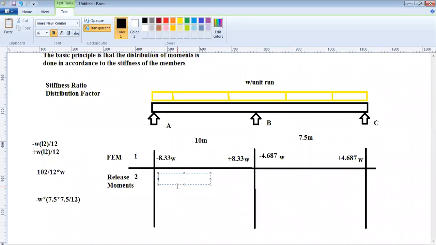So at end A, how do I release the moment? What is the total moment at a simple support? Anybody? Anyone? What's the total moment at a simple support? What do you get? Anyone? What's the moment at a simple support?